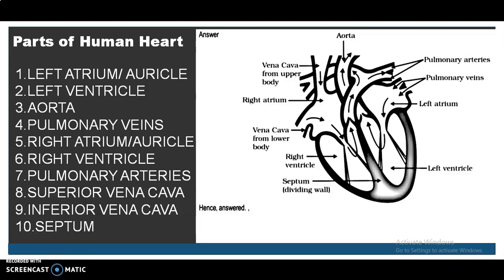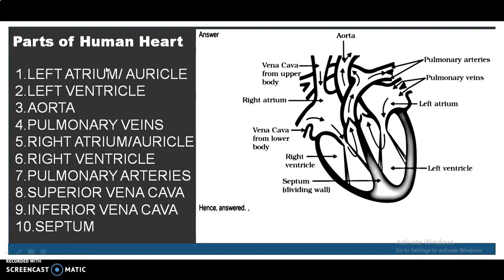Then we have superior vena cava, and in the sketch it is written here vena cava from upper body, it is called superior vena cava, and vena cava from lower body, it is called inferior vena cava, and between the left and right chambers of the heart there is a partition, a dividing wall, which is also called as septum.